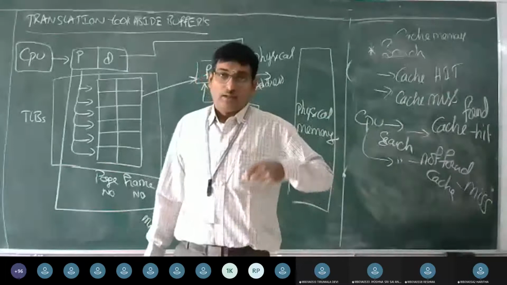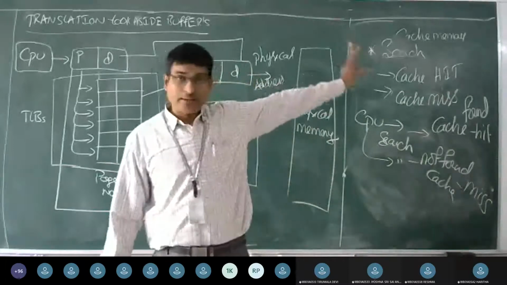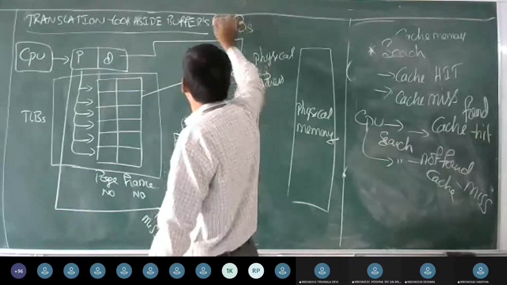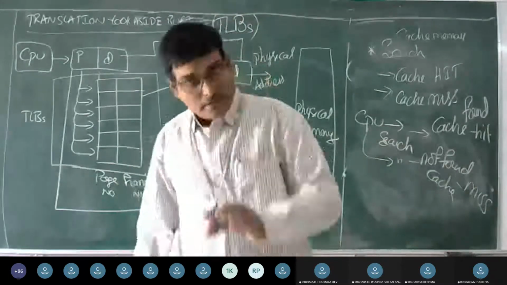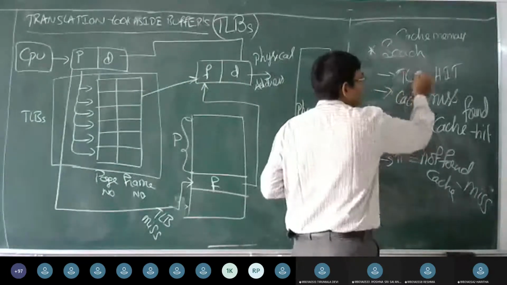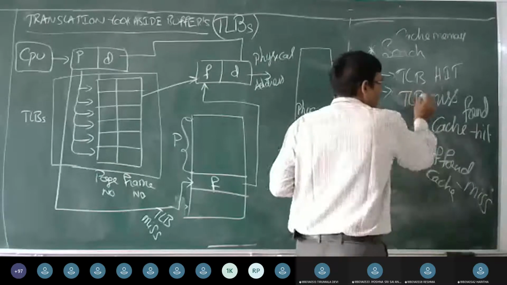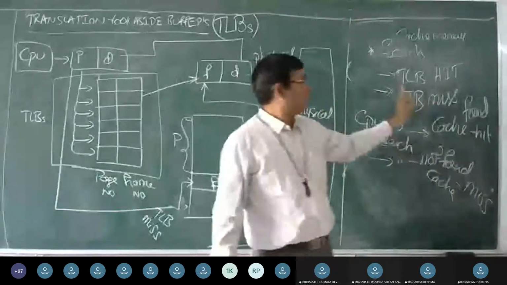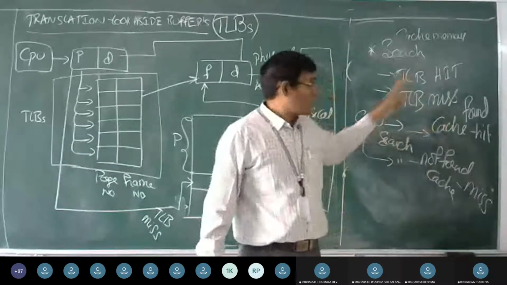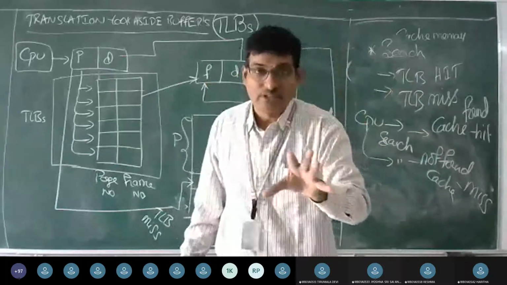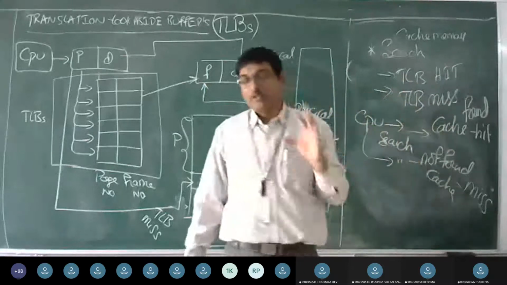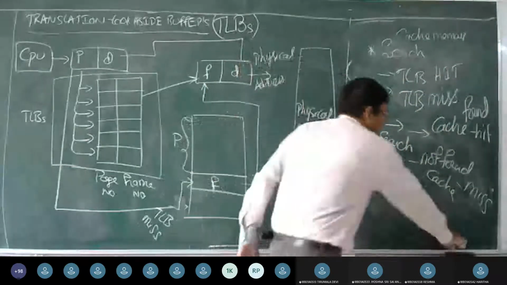But in operating systems, we do not call it a cache. We call it the translation look aside buffer. So now let us replace cache with TLB. We are going to call it a TLB hit and a TLB miss. So instead of cache hit and cache miss, we replace the words with TLB hit and TLB miss.